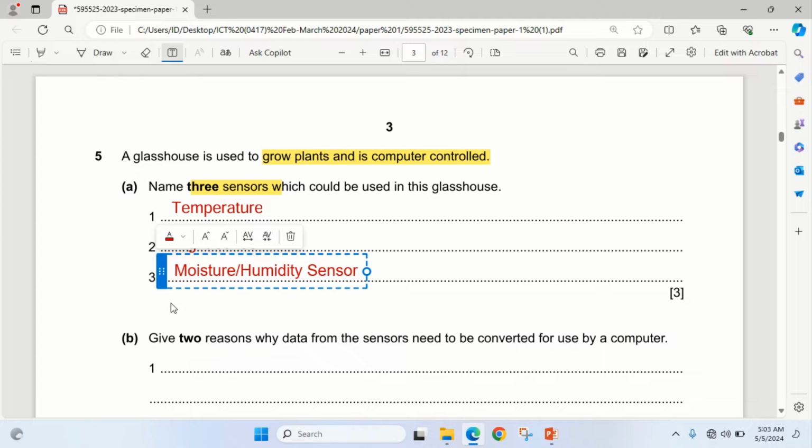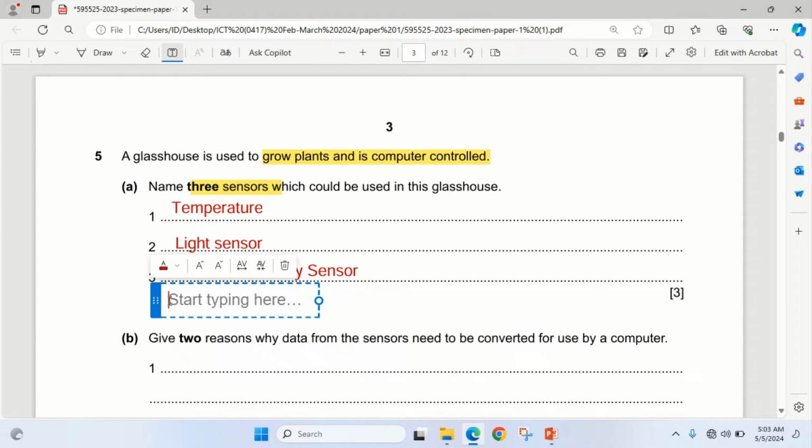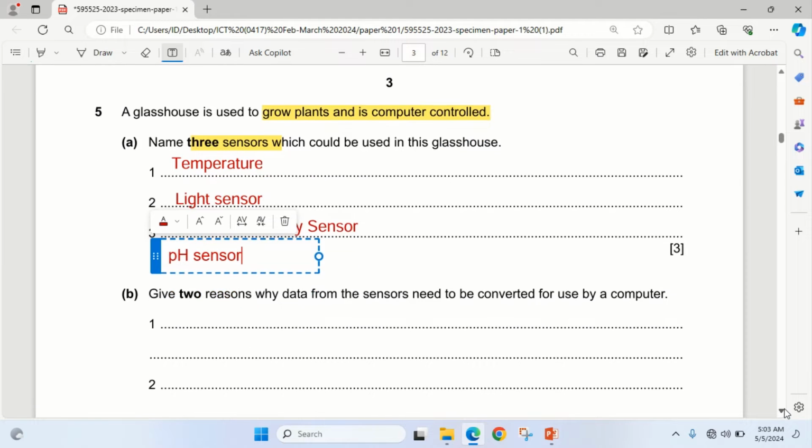And also as an extra point, any 3 points here is correct. You can use a pH sensor, that is to talk about how acidic or basic the solution is. So this pH value of the soil can be considered too. So a pH sensor is needed for that.